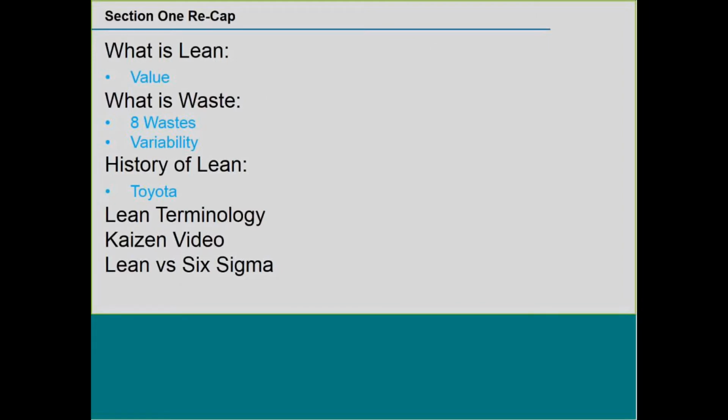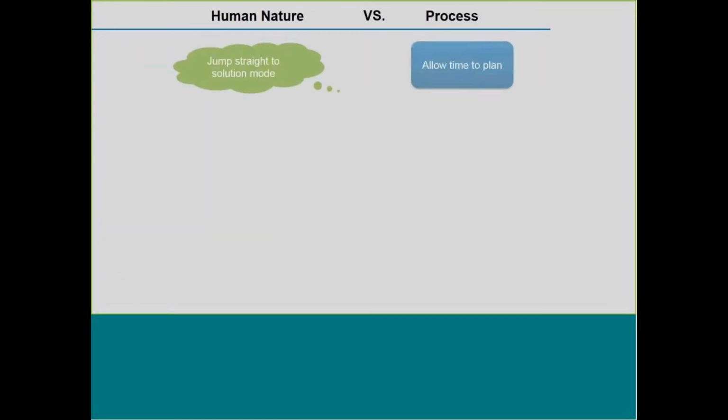Before we get started, let's do a quick recap on Section 1. We spent quite a bit of time discussing what is Lean. We defined value as providing more value to our customers as the definition of Lean. We also talked quite a bit about waste. We understand what the 8 wastes are, and we discussed variability and how variability creates waste. We touched briefly on the history of Lean and talked about the Toyota TPS system, learned some Lean terminology, and watched a Kaizen video to see Lean in action. And we also discussed the differences between Lean versus Six Sigma.